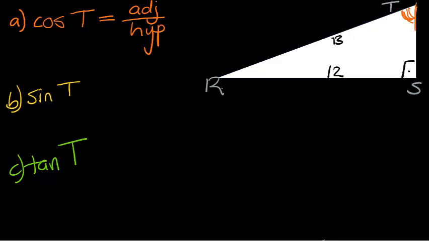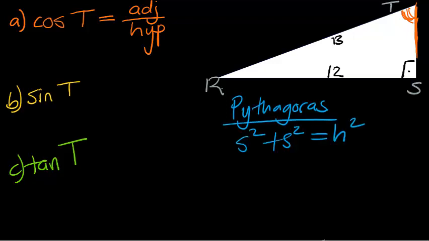And when I look at this, adjacent is going to be this line, which is already an unknown. TS is adjacent to T, and I don't know what it is. So again, I am going to use Pythagoras. The theorem of Pythagoras says side squared plus side squared equals hypotenuse squared. So the side that I'm looking for is TS, that is unknown, plus RS, which is 12 squared, is equal to H squared, which is RT, 13 squared.